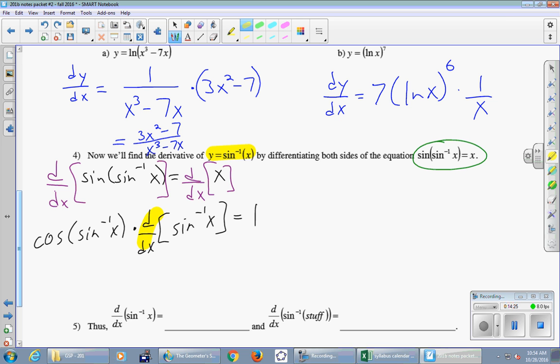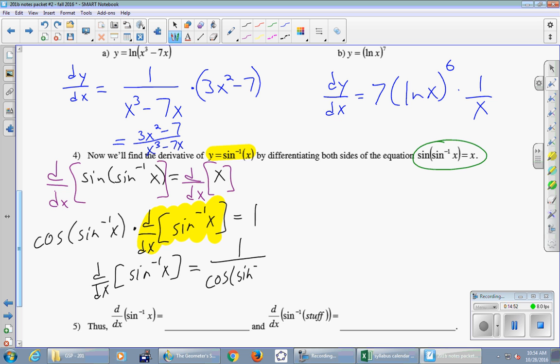Okay, we're one step away from having a formula for the derivative of inverse sine. What do we do to both sides to solve for that highlighted thing? Divide by the cosine, right? Both sides. So derivative of inverse sine of x equals 1 divided by all that, cosine of inverse sine of x.